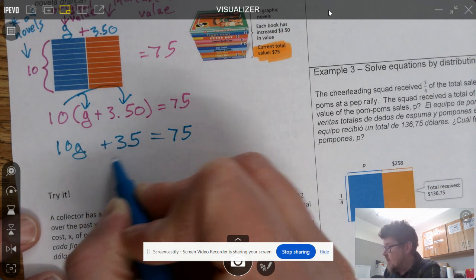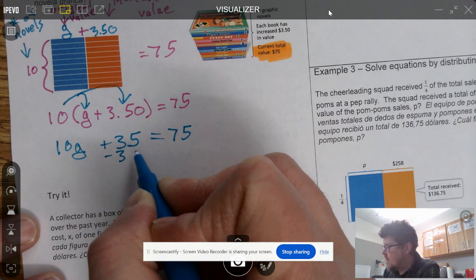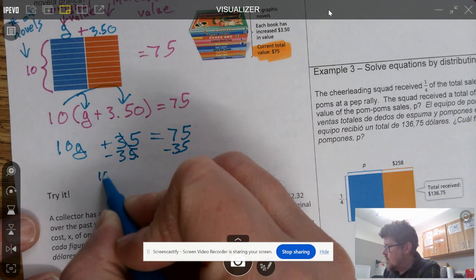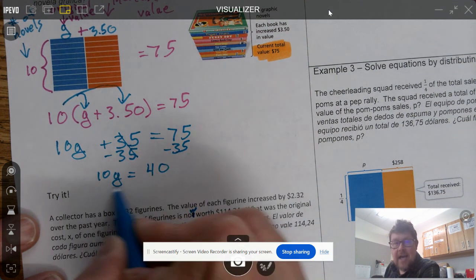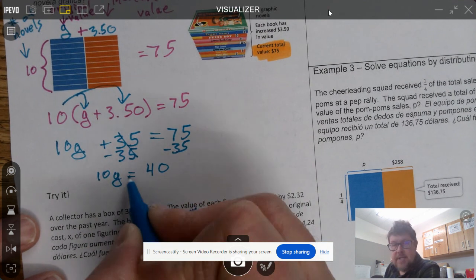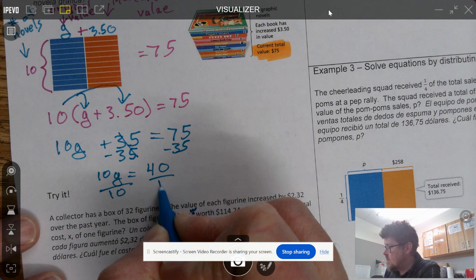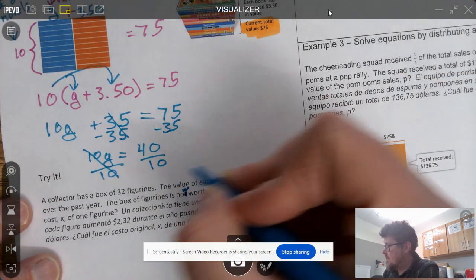We're adding it, so the opposite or the inverse of addition is subtraction. So we subtract here. We end up with 10g equals 40. And then now we have 10 times g right here. Remember, when a number and a letter are right next to each other, that's multiplication. So the inverse or opposite of multiplication is division. So we divide by 10, and 40 divided by 10 is 4.